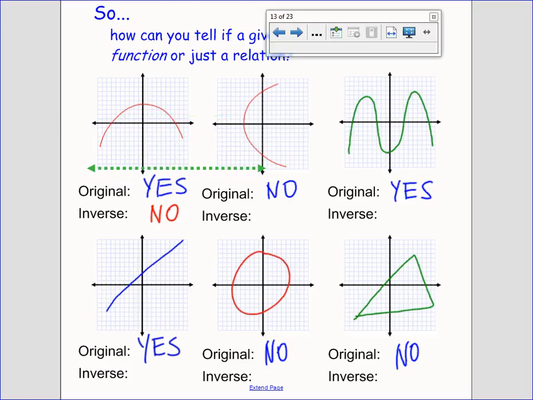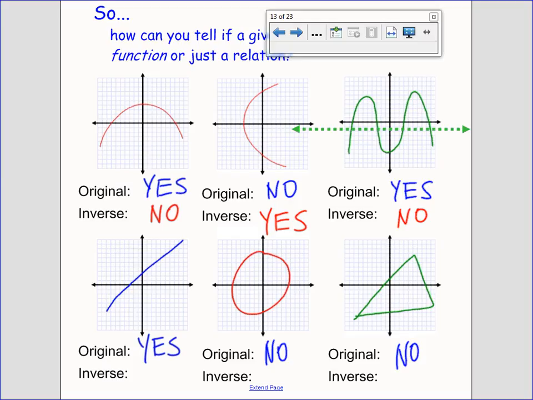Take a look at the top middle. Does the top middle pass the horizontal line test? It does. If the original passes the horizontal, its inverse is guaranteed to be a function. So we've got a yes. Top right. Does the original pass the horizontal line test? No, it fails it dismally. In fact, the horizontal line here crosses the picture more than 3 times. It passes 4 times here. So no, its inverse will not be a function.